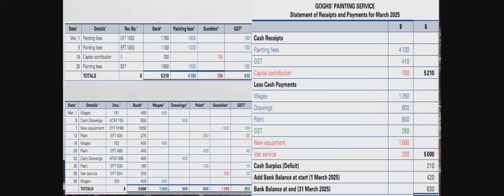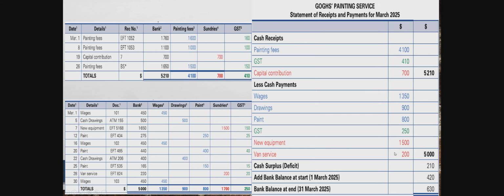Cash payments, same deal again. Just pull out the totals from the columns, except for sundries, you want to list them out individually. So in this case, it's new equipment and van service. Why it's important that you list them out individually is because if you just write sundries here, when you're looking through this report, you'll have no idea what you were paying for or what you were receiving money for. So that's why we have to list them out individually when it comes to sundry items.